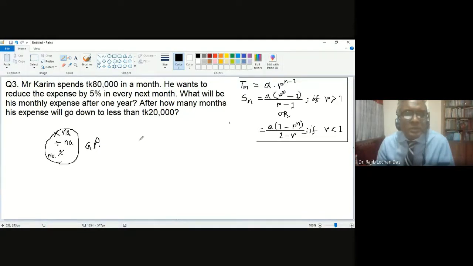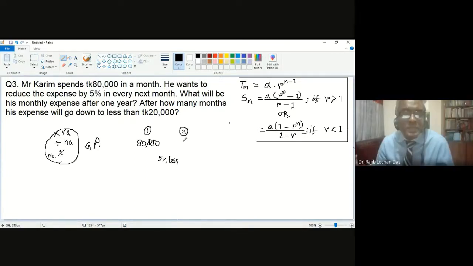So how is this happening here? First month it is 80,000. Just let me write 80,000. And in the second month it will be less because he wants to reduce. How much less? 5% less. So 5% less means what amount? What is the amount? Sir, 4,000, sir.